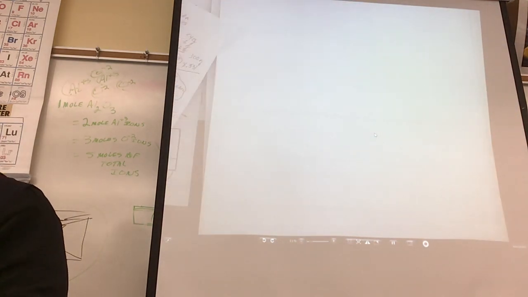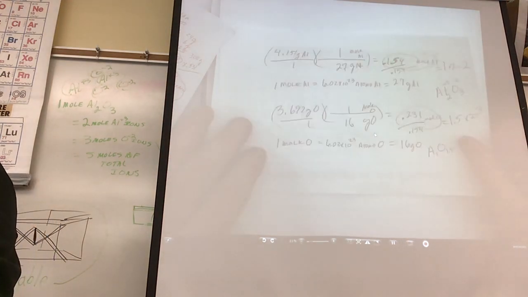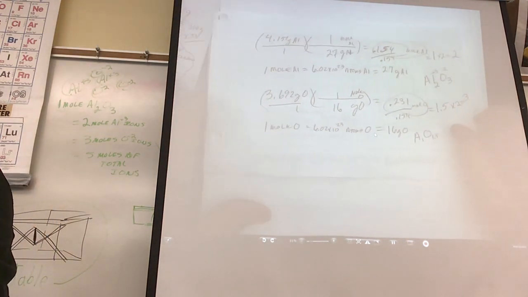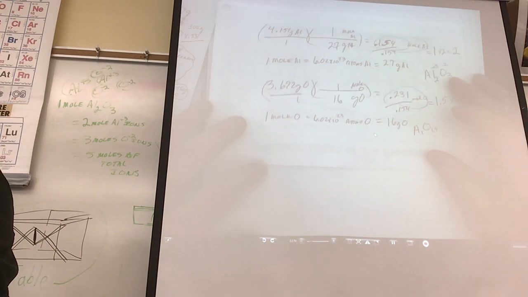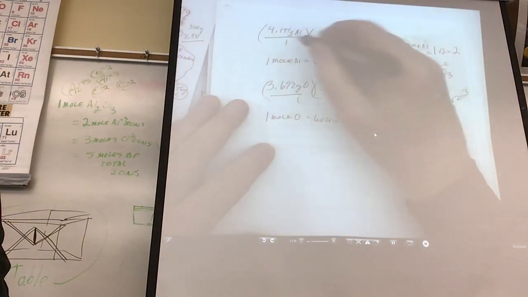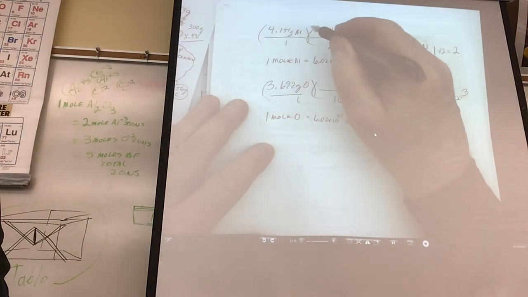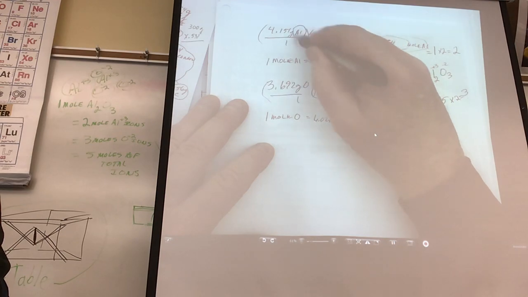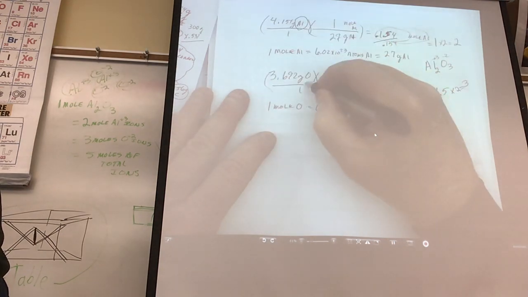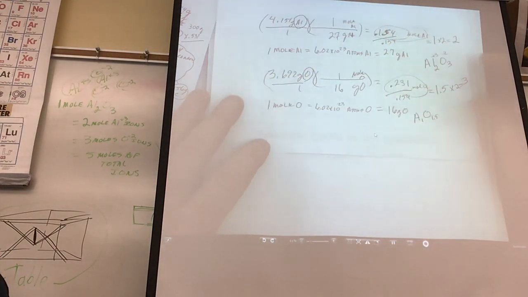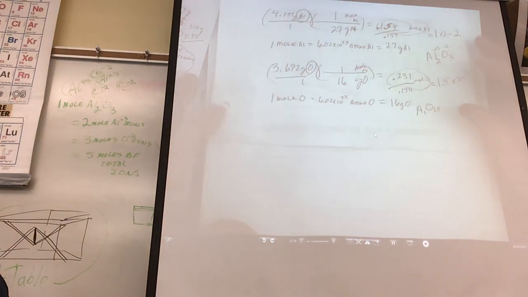Okay, so we'll get rid of that. All right, next one. We had a problem, and I forgot to write the page number down, but they said I had this many grams of aluminum, and they knew that it combined with this many grams of oxygen. Everybody got that? Okay. So now, they want me to find the empirical formula.